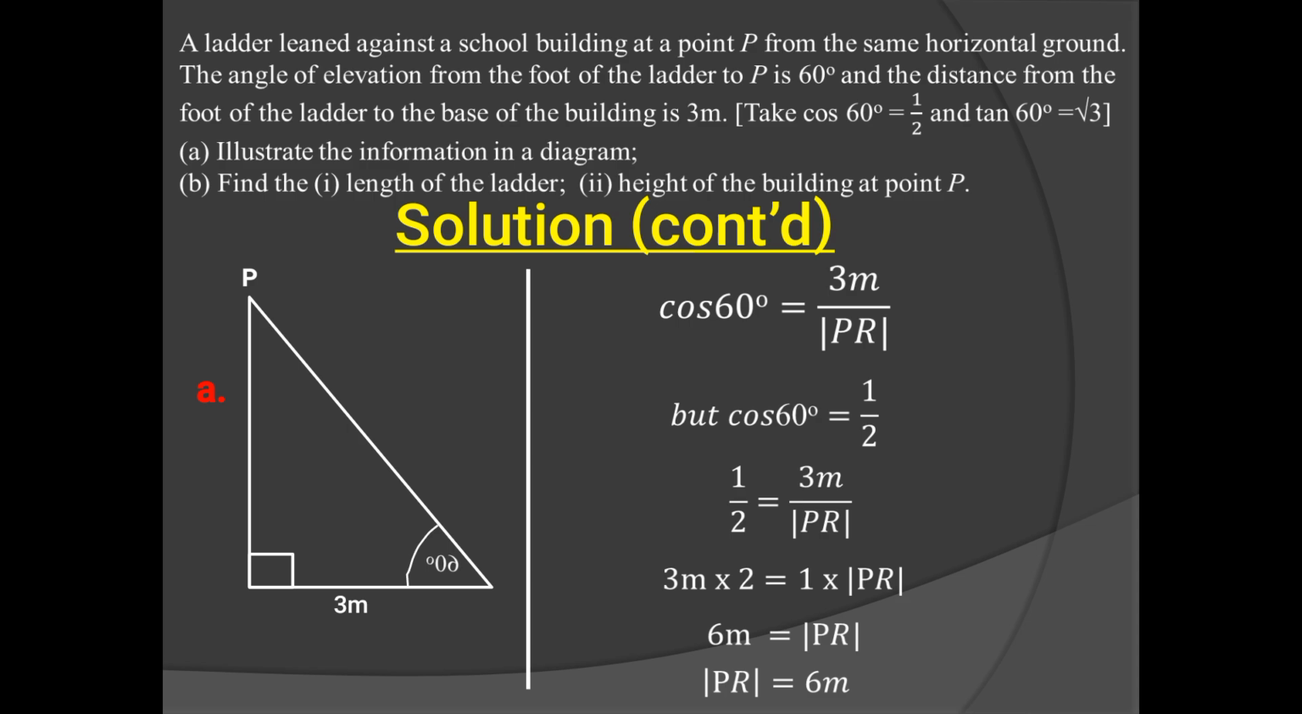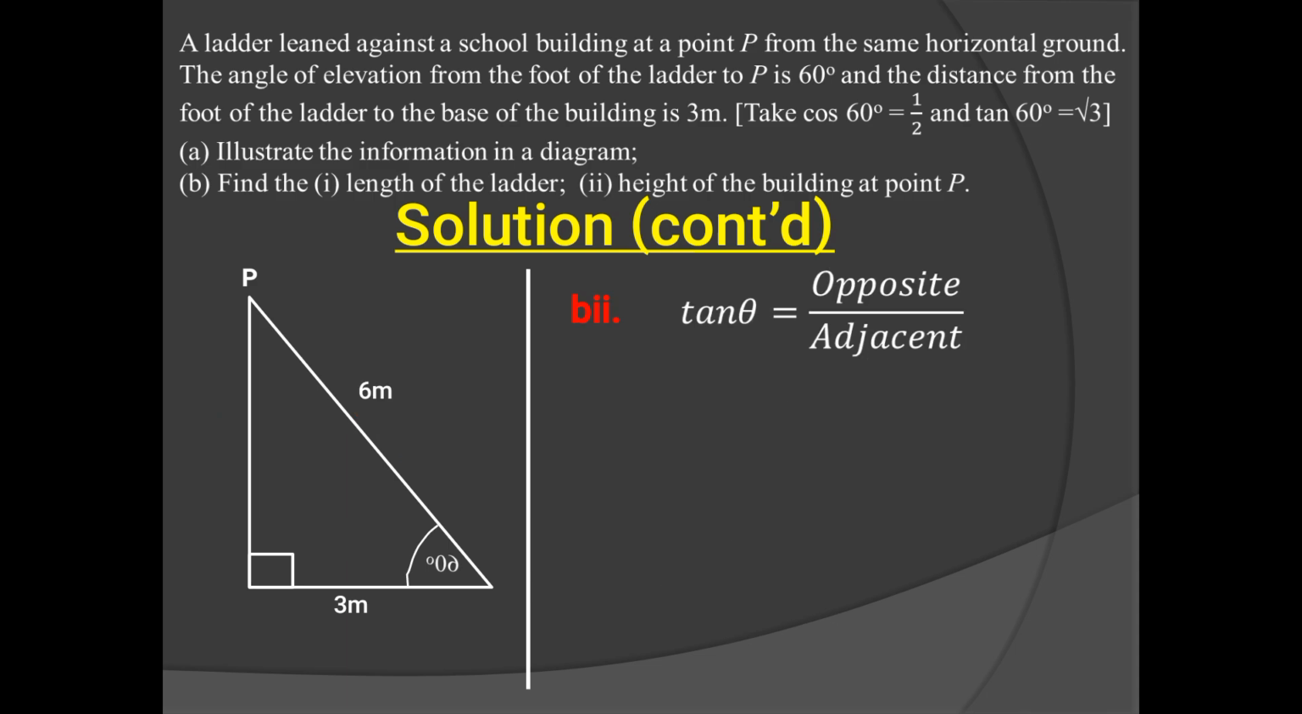The question says you should find the height of the building. Now look, we now know this side to be 6, so we can easily find this either using Pythagoras' theorem or using the trig ratios. So we are going to use both of them. All right, so let's begin.